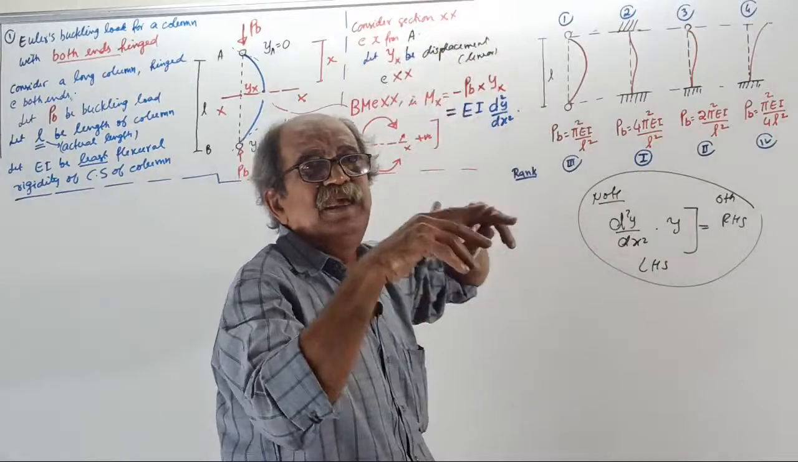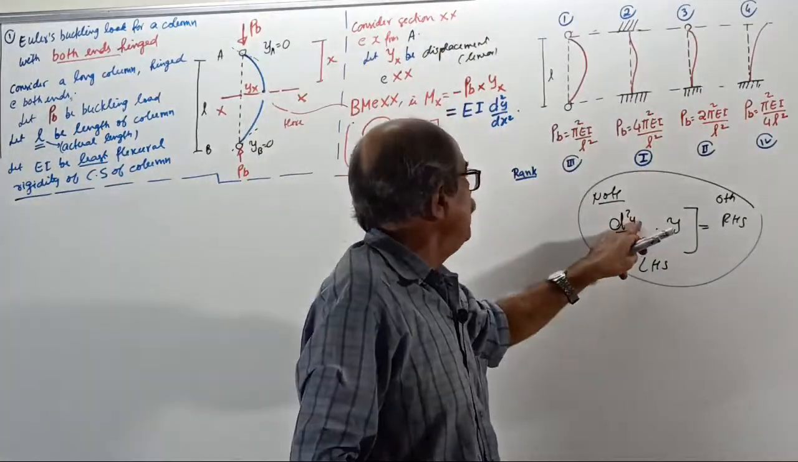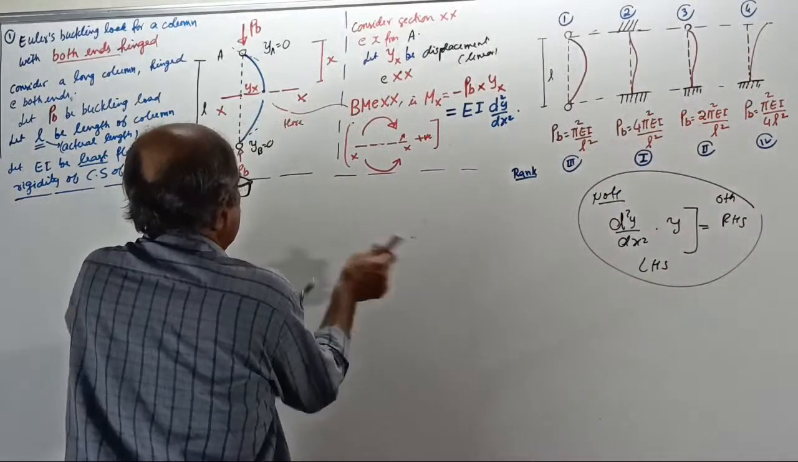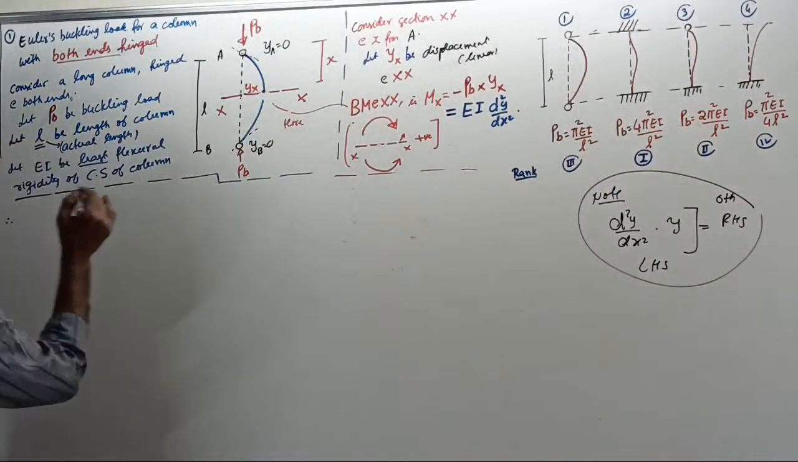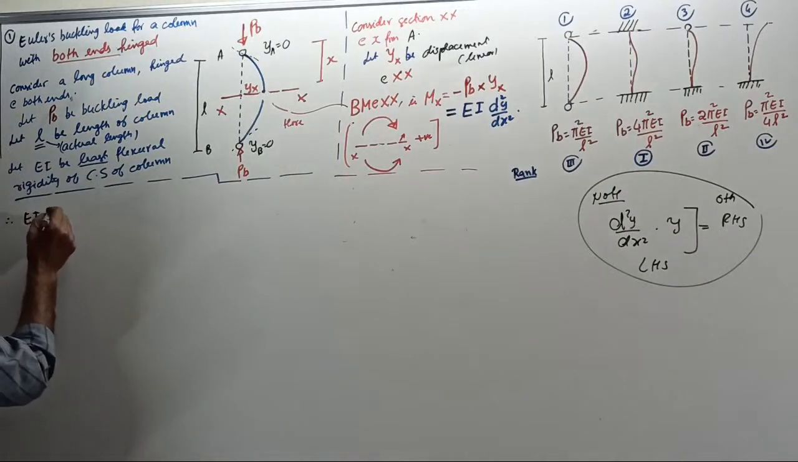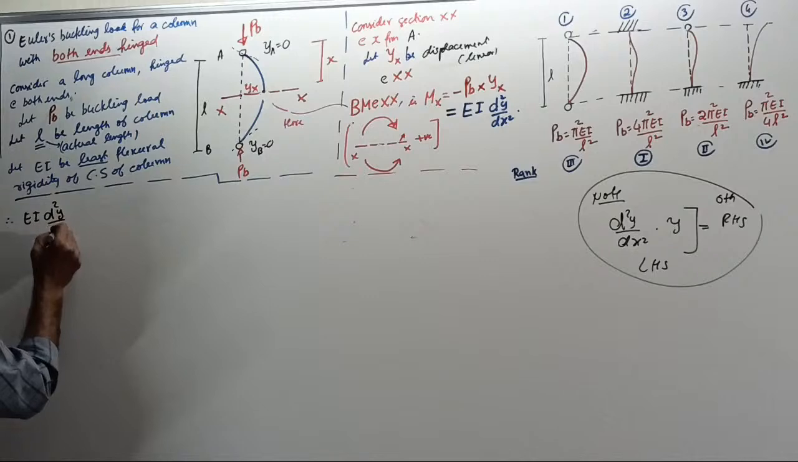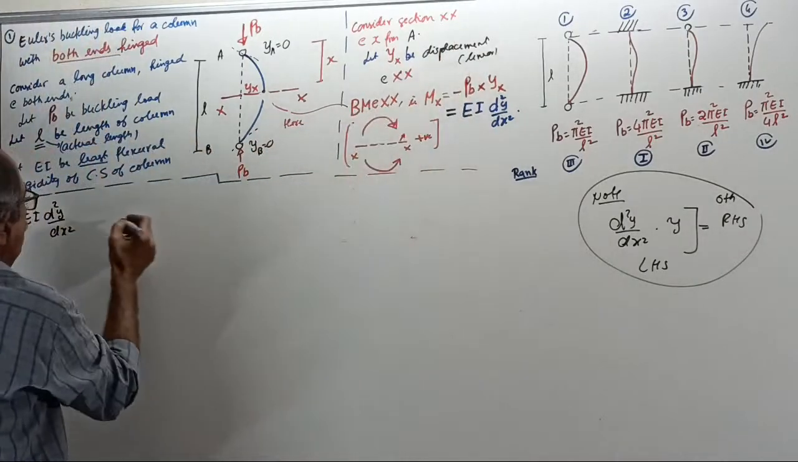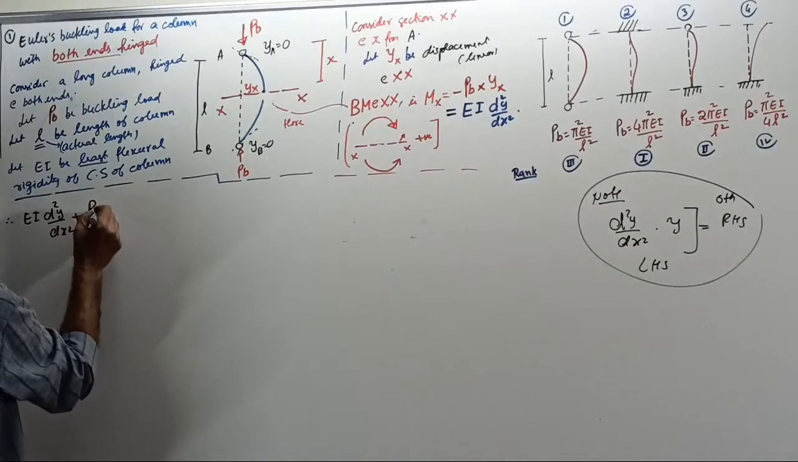Anything else, even if y, d square y, if y is not there, should go to other side. Okay, now start. I had here, therefore, see, I can write EI d square y by dx square. This I want to go other side. y plus PB into y.